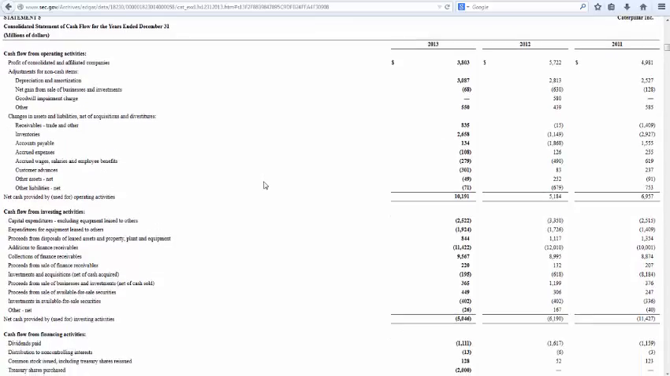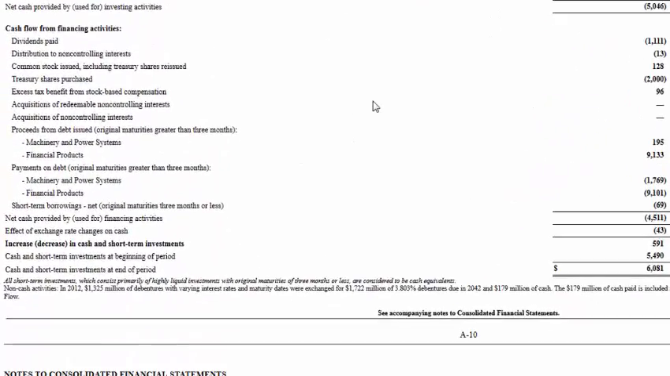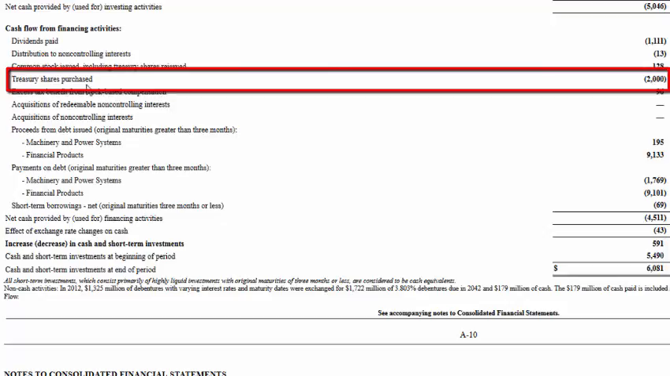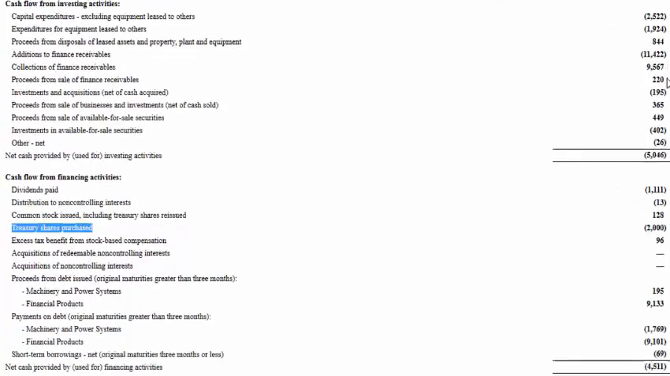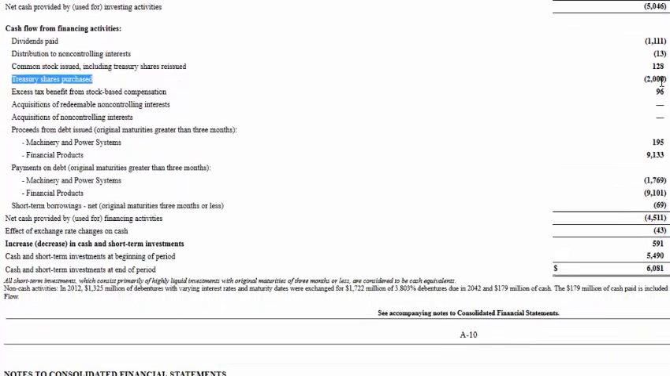As you scroll through this cash flow statement, the treasury stuff is always picked up in the financing activities. It's found generally somewhere in there if they're doing any purchasing at all. This one is saying that they spent 2,000. Now these are probably in millions, and if so, that would be 2 billion. And these are in millions, so that is $2 billion. So they bought back $2 billion worth of stock off the market.